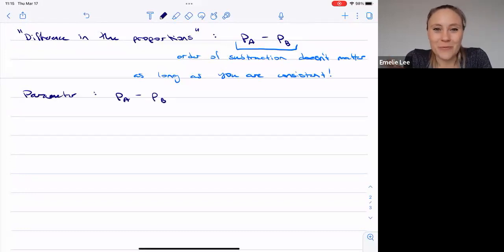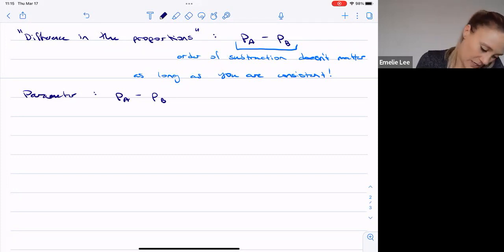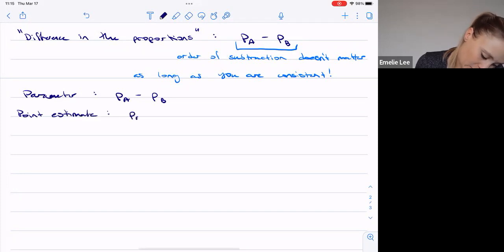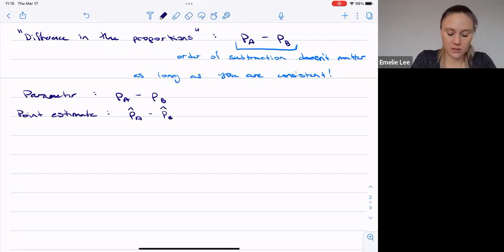But we only have sample information, same as before. So what are we supposed to do, right? Well, we use a point estimate. What do you think a good point estimate would be? Well, probably PA hat minus PB hat. Gets wordy, right? So the point estimate is PA hat minus PB hat.